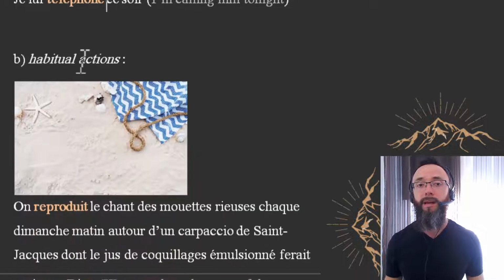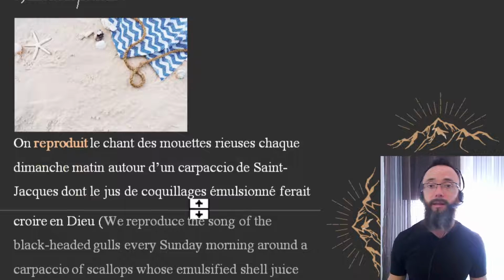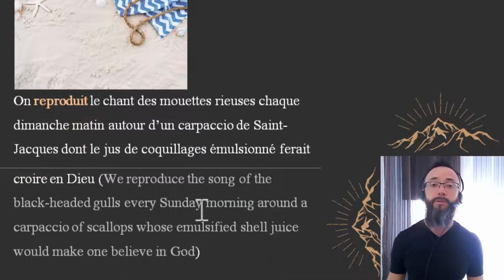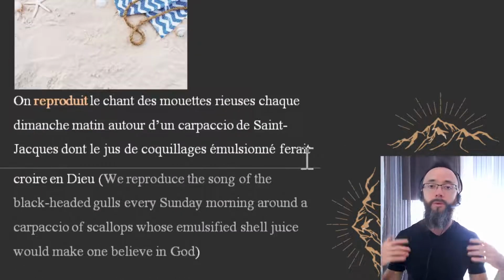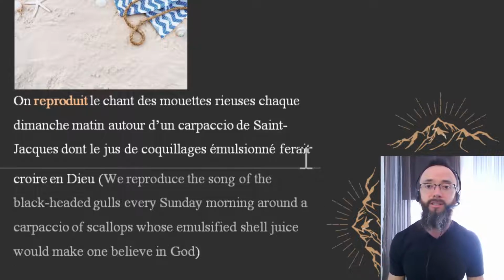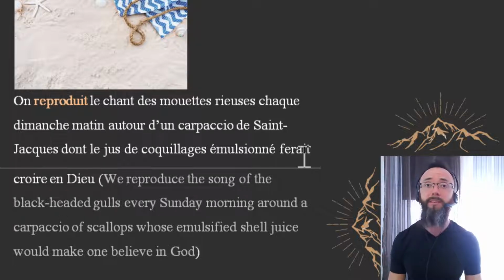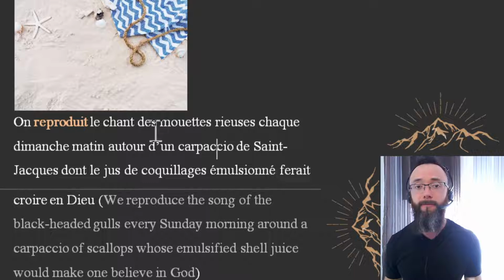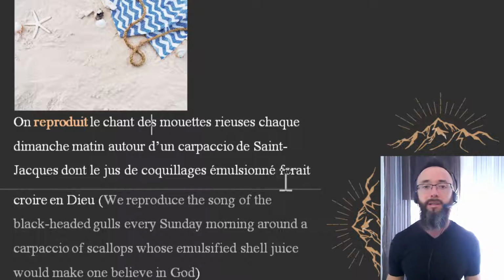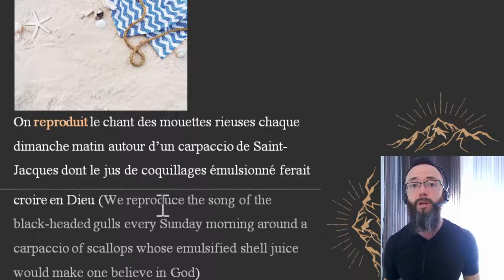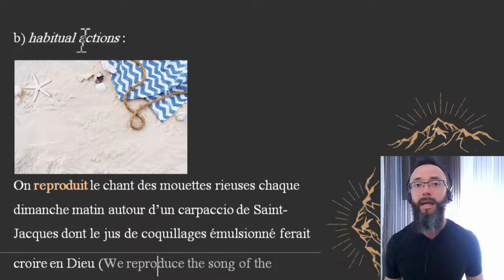And it also applies for habitual actions. And I know it comes out of the blue, but it's very important to know that when we reproduce the song of the black-headed girls every Sunday morning around a carpaccio of scallops whose emulsified shell juice would make one believe in God. Well, in French we would say on reproduit le chant des mouettrieuses chaque dimanche matin autour d'un carpaccio de Saint-Jacques dont le jus de coquillage émulsionné ferait croire en Dieu. On reproduit. We reproduce. It is an habitual action.